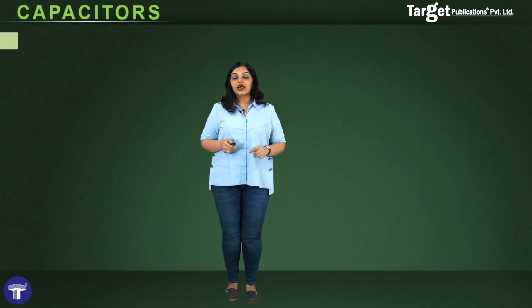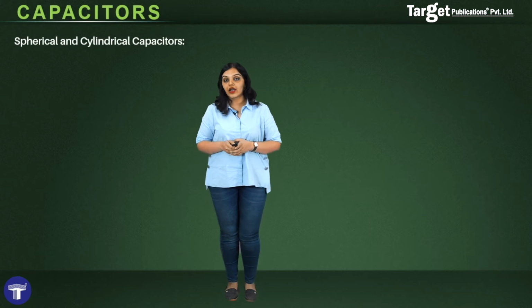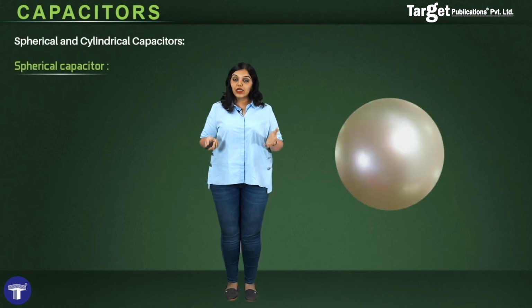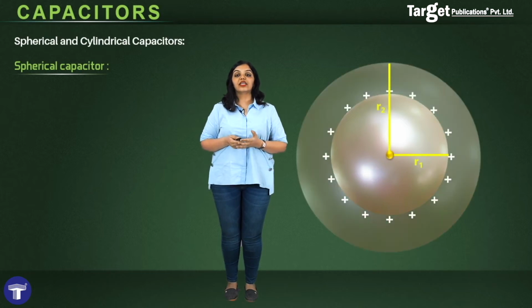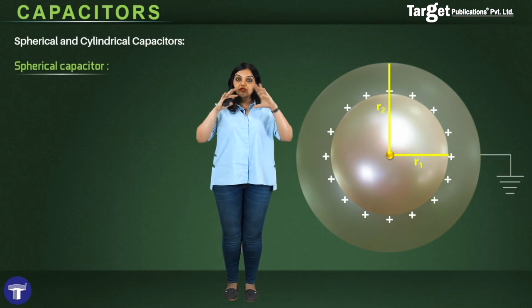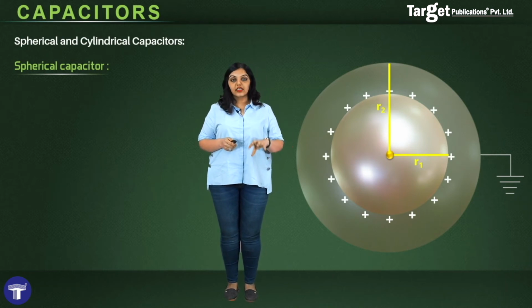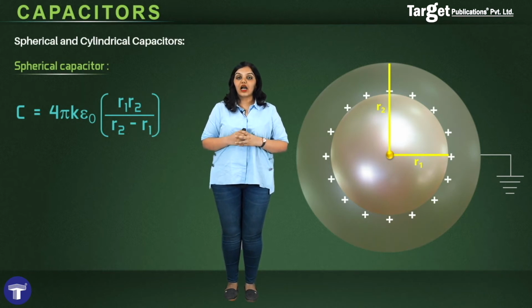We can also write down the formulae for the spherical and cylindrical capacitors with the same kind of arguments. In case of a spherical capacitor, the capacitor will be made up of two conductors, but both of them will be spherical. In this case, the inner sphere will have a radius r1 and the outer sphere has a radius r2. We can see that the inner sphere has a charge on it, but the outer sphere is earthed or connected to the ground. This is a spherical capacitor, and the formula for it is given by 4 pi k epsilon naught into r1 r2 upon r2 minus r1.